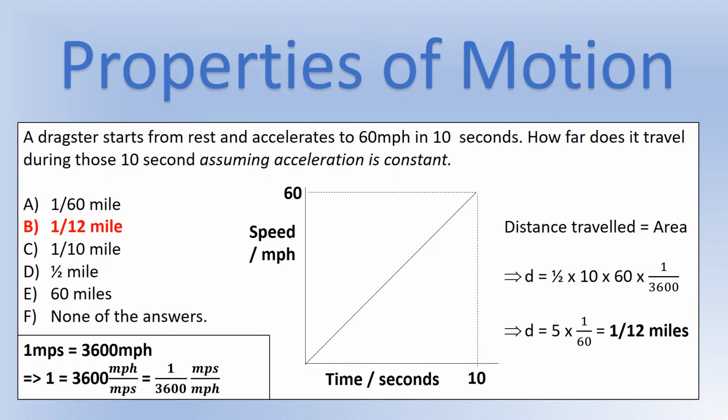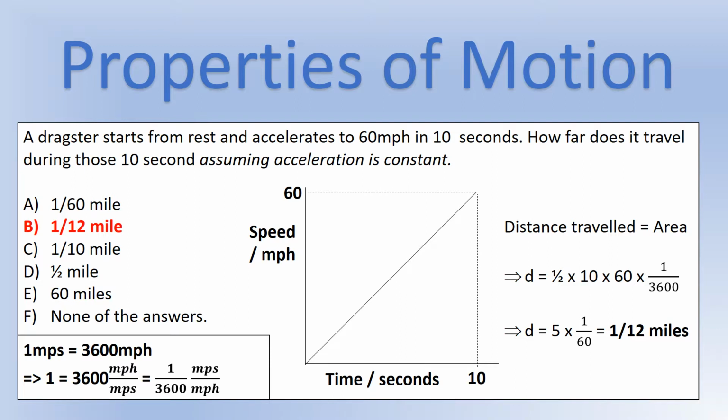What I do is rearrange that to make the 1 the subject, because we should know that if we multiply an equation by 1, it doesn't change anything. We want to convert miles per hour into miles per second, which is why I flipped it over to get 1 over 3,600 miles per second divided by miles per hour. When I multiply that by miles per hour, that's going to leave me with miles per second. So you can see if we convert either the time or the speed, we end up with the same answer by dividing by 3,600. Essentially we end up with 5 times 1 over 60, which is 1 over 12 miles that we've traveled.